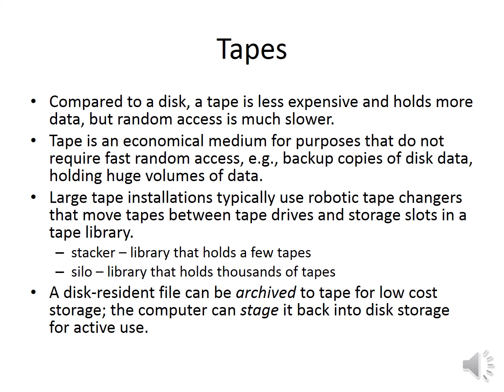Tapes. Tape is less expensive and holds much more data, but random access is much slower. Tape is an economical medium for purposes that do not require fast access. It is used for backup copies of disk data and for holding voluminous data. A stacker is a library that holds a few tapes. A silo is a library that holds thousands of tapes.